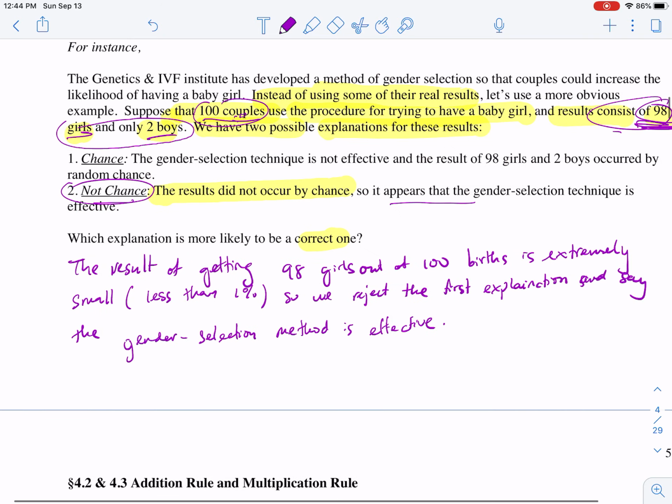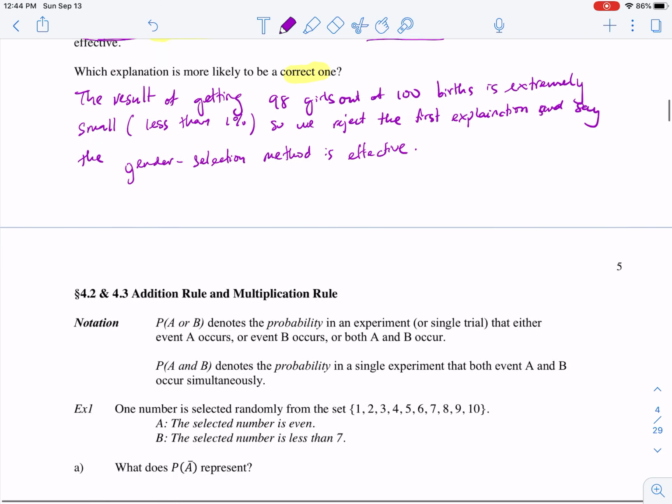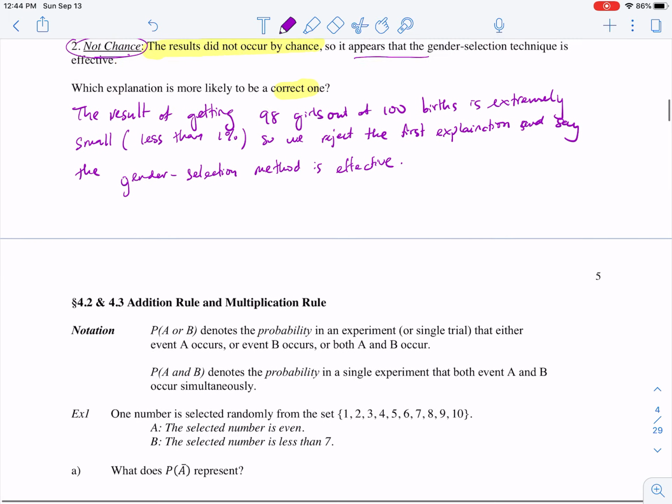Alright, so I'm going to end on this note here. In the next couple of videos, we're going to discuss the remaining 2 lessons of chapter 4.